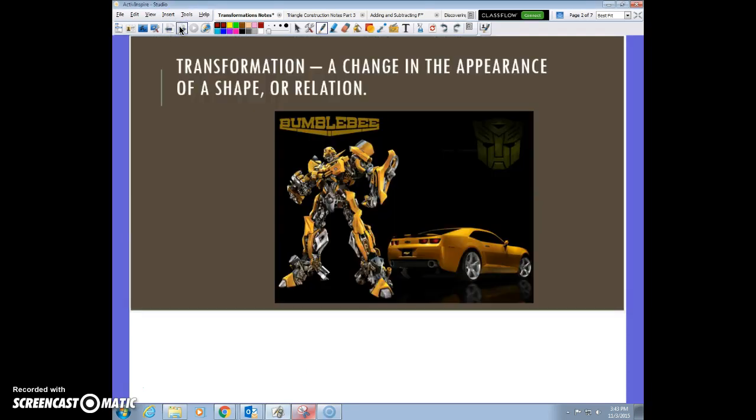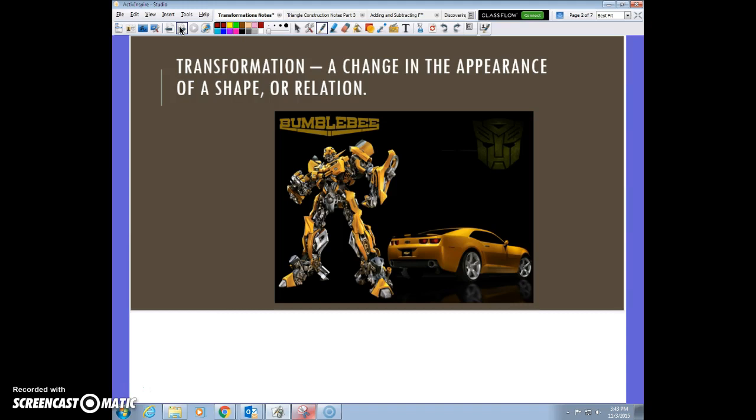Let's take a look. Now, when I say transformation, I want you to think of like a transformer, all right? Now, a lot of different things can happen on this transformer when he changes from Bumblebee to this little car here. All right, a lot of different things change. Some of the parts stretch, some of them compress, some of them rotate, some of them reflect, some of them do all this other stuff, okay? Those are all different types of transformations.